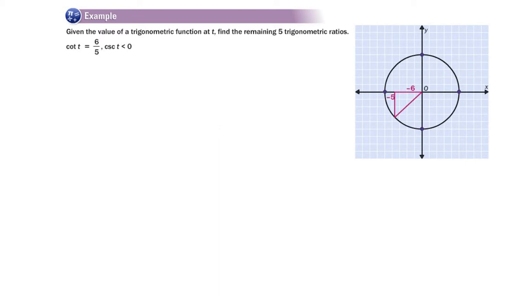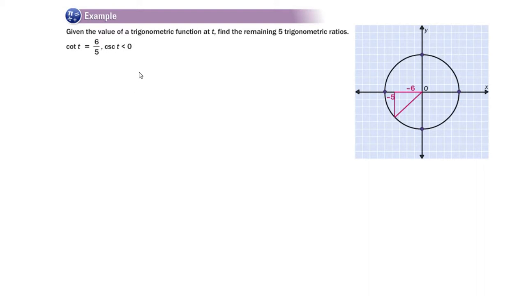Cotangent relates the adjacent side to the opposite side, right? So we get a positive ratio. Well, that doesn't tell us what quadrant we're in yet. It could be in the first quadrant because sine and cosine are both positive, which would give a positive tangent or cotangent. Or we could be in the third quadrant where they're both negative, and that would give us a positive ratio as well.